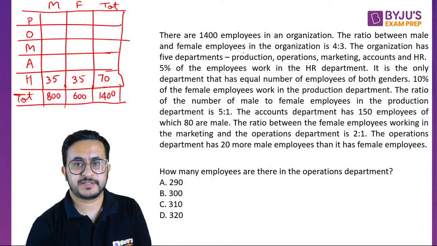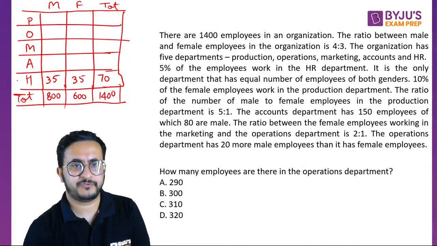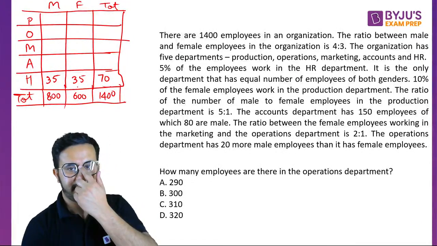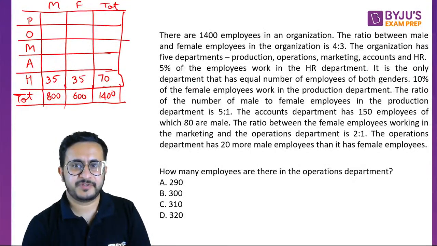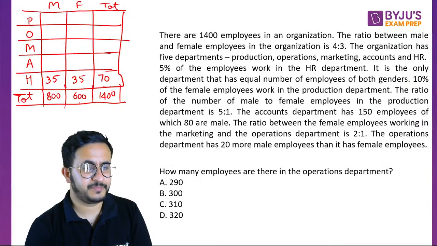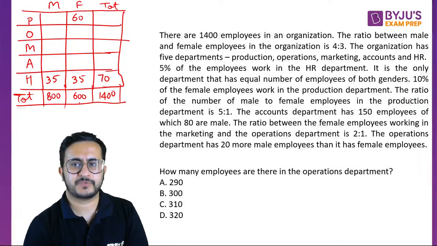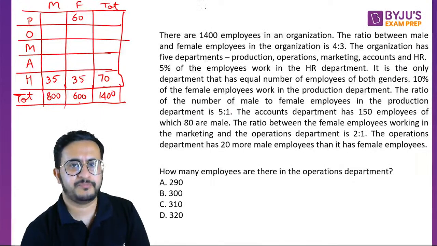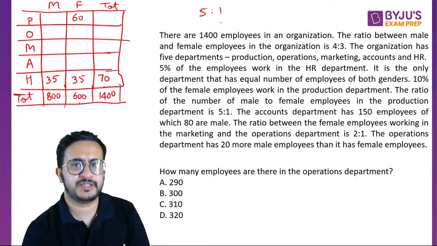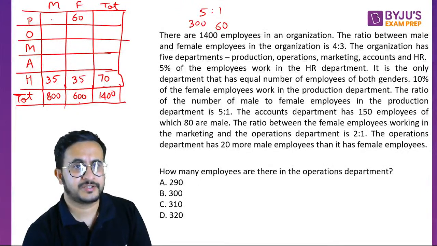So now let us see this. We have calculated the number of employees in the HR department. Now 10% of the female employees work in the production department. There are 600 female employees, so 60 female employees in the production department. The ratio of male to female employees in the production department is 5:1. This number is 60, so 5 times 60 is 300. 300 males here.